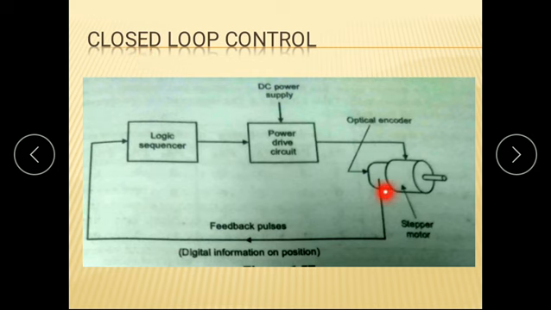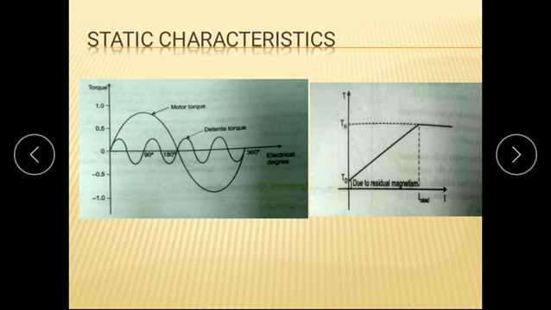Closed loop control will go for slewing. I had already told you, slewing is high speed operation. For high speed operation, we should not lose the synchronism, so we will go for the closed loop control. This closed loop control has a feedback. It gives the digital information on the position to the logic sequencer.